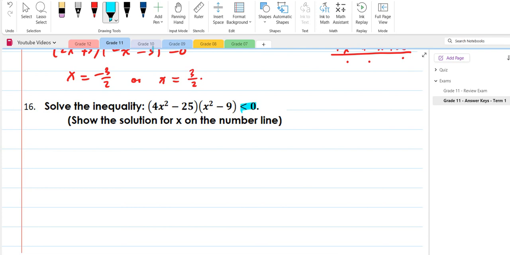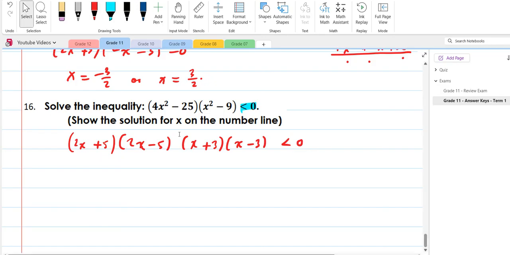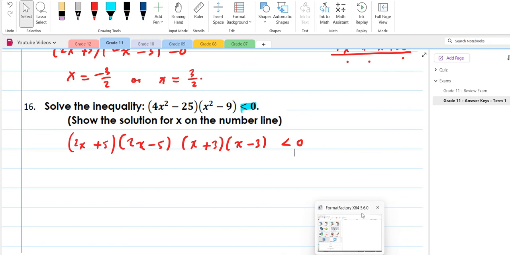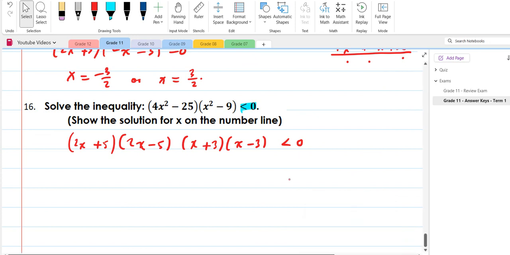So we have to factorize fully first. 4x squared minus 25 factorizes as 2x plus 5 into 2x minus 5, because it's a difference of two squares. Then x squared minus 9 factorizes as x plus 3 into x minus 3, which is less than 0. So we have a difference of two squares in the first bracket and a difference of two squares in the second bracket.